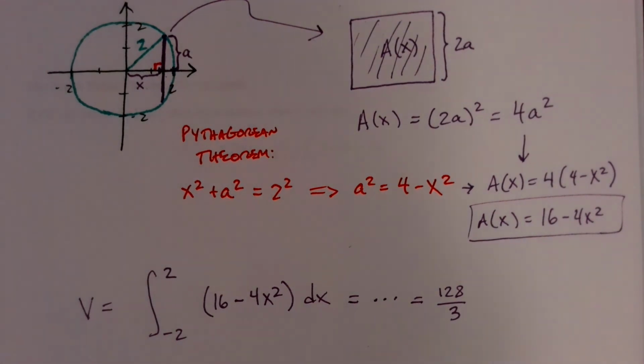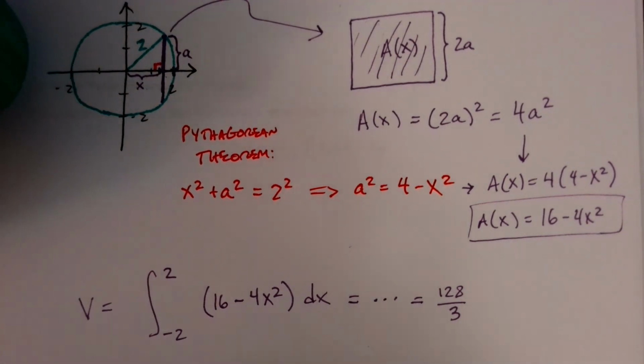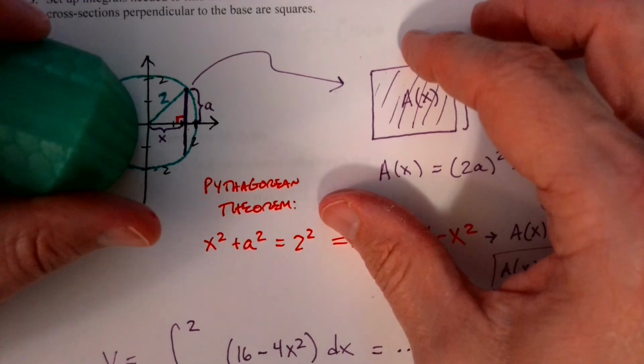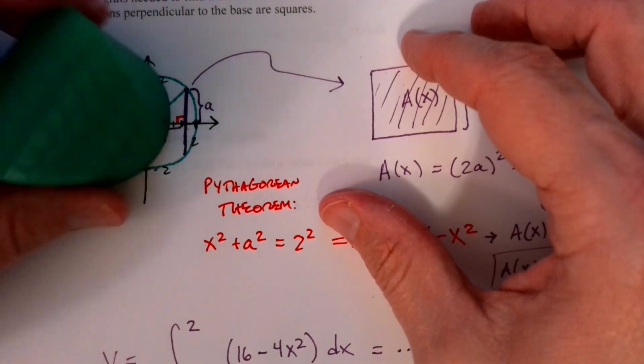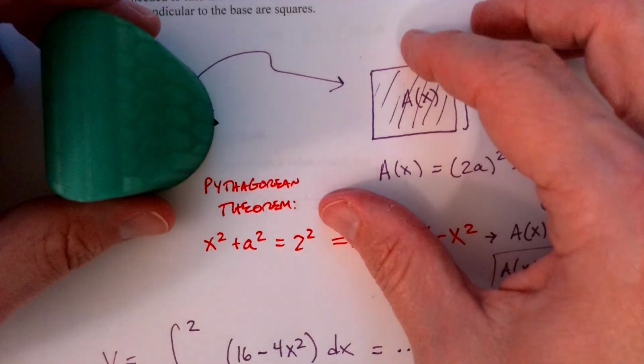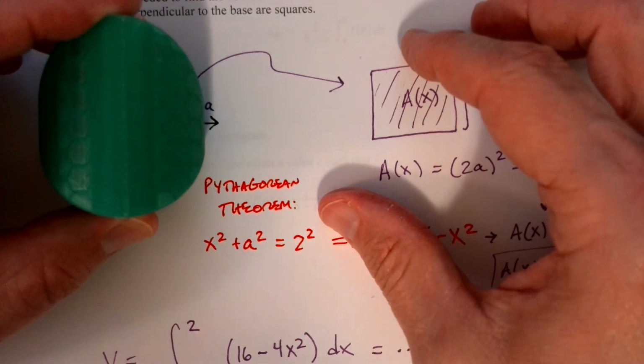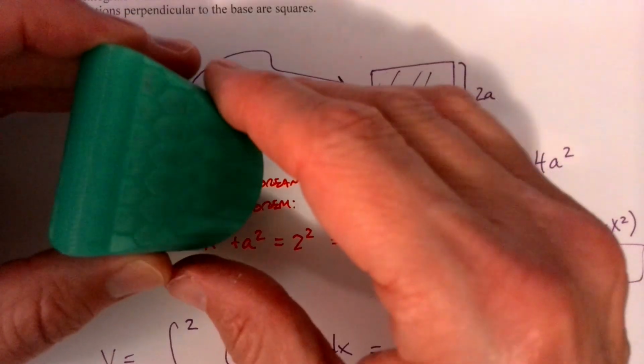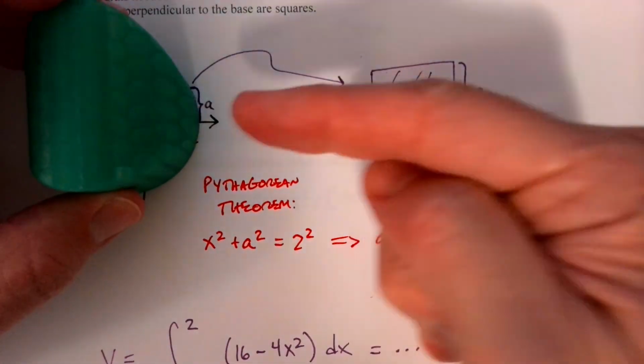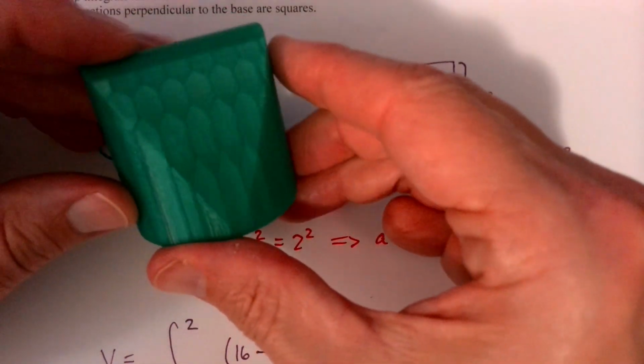Now, some of you might be wondering, what does this solid look like? Well, my daughter has actually 3D printed me this object, and I'm going to show it to you right now. If I set it down in this configuration, it would look like this. So that's what it looks like looking at it from the top. Let's look at it from the side now.